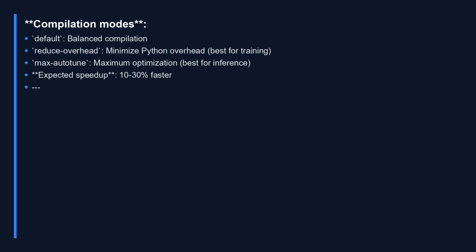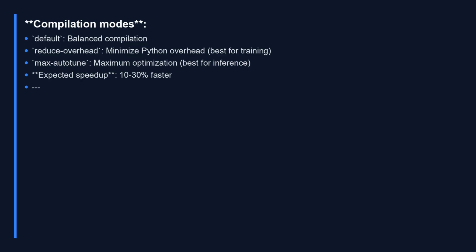The 3 compilation modes serve different purposes. Default balances compilation time against runtime improvement, a reasonable starting point if you're unsure. Reduce overhead specifically targets the Python dispatch overhead that dominates training loops, making it the best choice for fine-tuning. Max autotune runs an exhaustive search for the optimal kernel configurations, which can take several minutes but produces the fastest possible inference throughput. For training on your P40, reduce overhead is the right call.